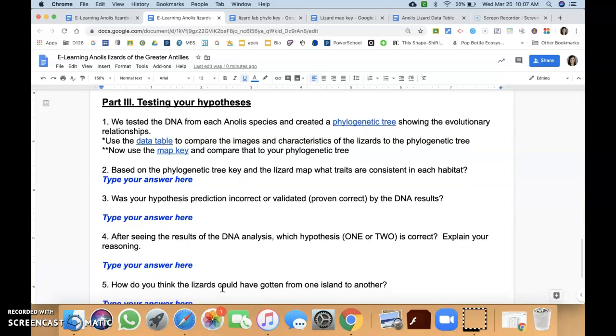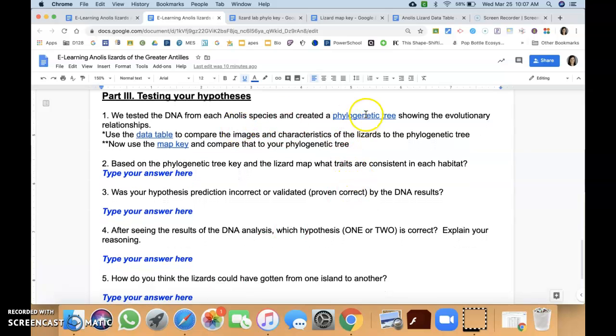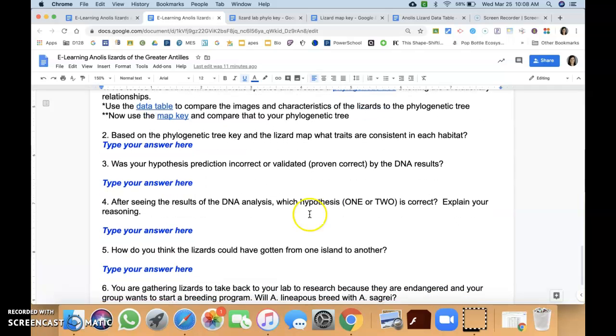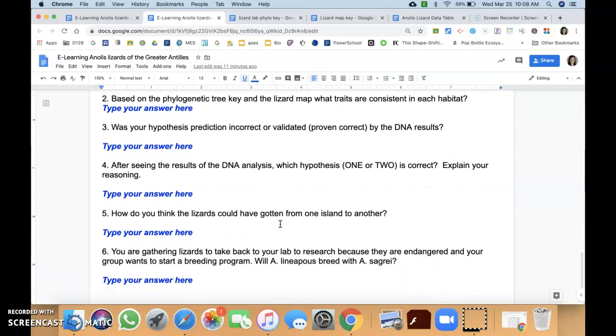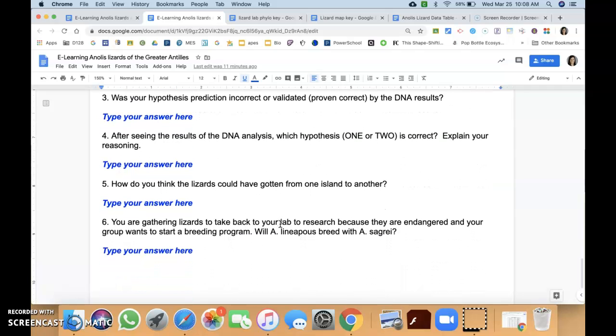And then you're going to test your hypothesis. We've been given the actual DNA data here in this phylogenetic tree. You're going to take a look at that phylogenetic tree. I'm not going to go through it right now with you because I don't want to give anything away. And you're going to decide, based off of that, were you correct? Were you incorrect in the hypothesis you chose? You're going to decide which hypothesis was actually the right one and explain how you know that. And then how you also believe lizards might have traveled to these islands and everything else.